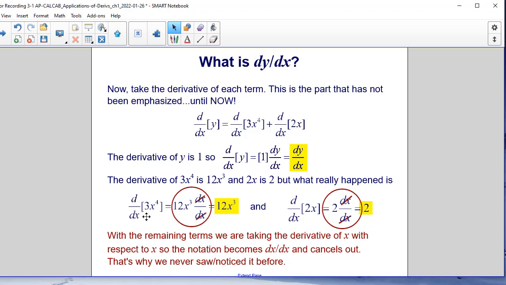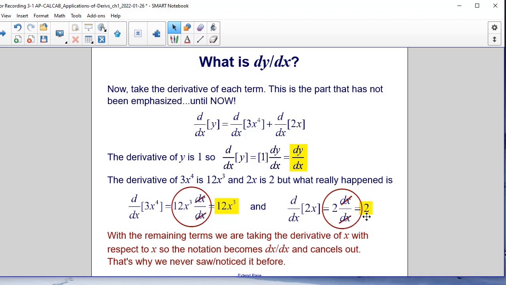When we take the derivative of 3x to the fourth with respect to x, what we write down is 12x cubed. Then you take the variable x, so it's the derivative of x with respect to x. dx over dx cancels out, and we're just left with the term 12x cubed. The same thing can be said with the derivative of 2x with respect to x. The derivative of 2x is 2, and then you identify what you're differentiating: the variable x with respect to x. Since it's dx over dx, they cancel out, and we're just left with 2.